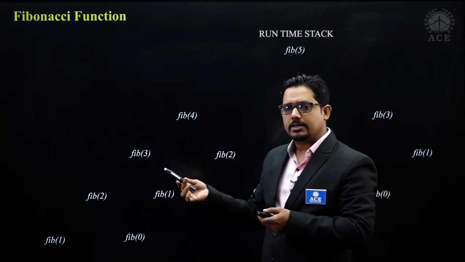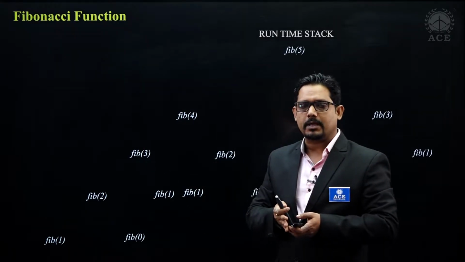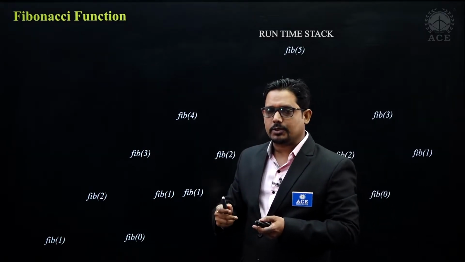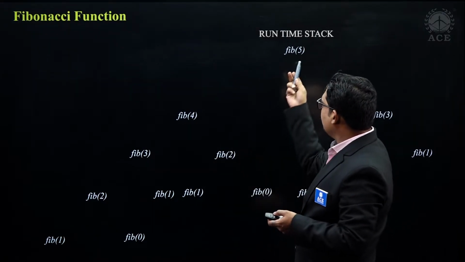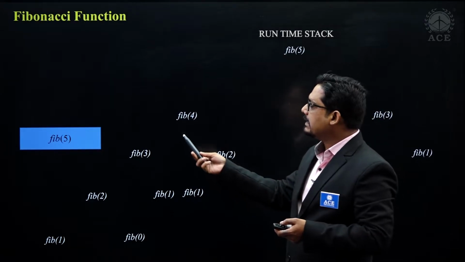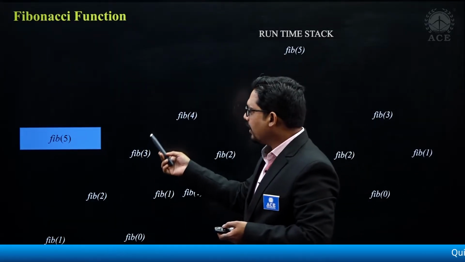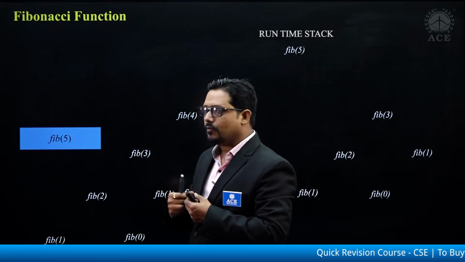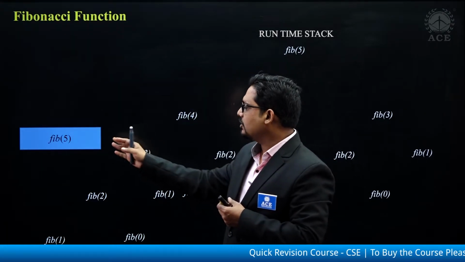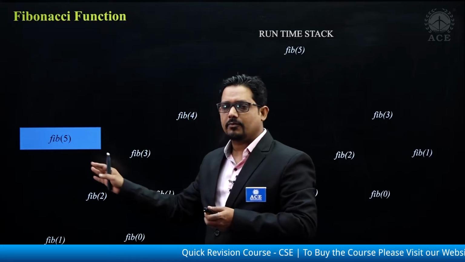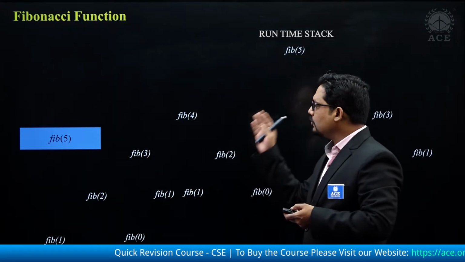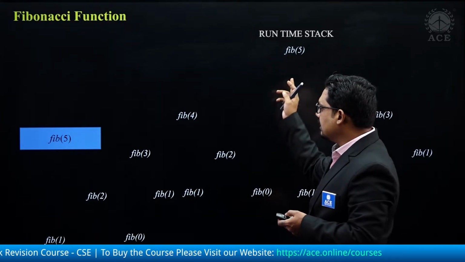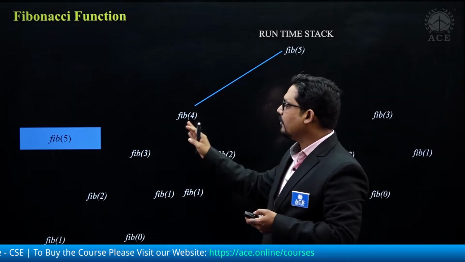What I'm going to simulate here is how these will be called one after another and how this stack is going to grow. So there is a call for fib5. You can assume that this is one activation record that will consist of all the information related to the execution of this function. Now fib5 is going to call fib4 and fib3, but first it is going to call fib4.